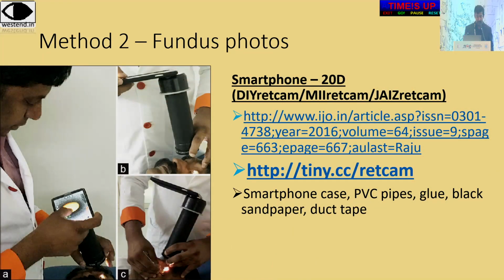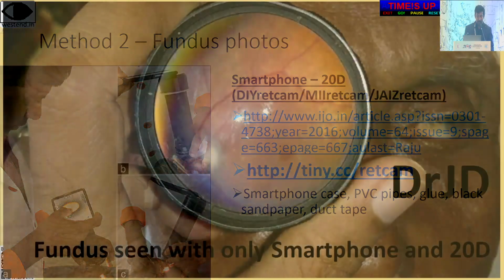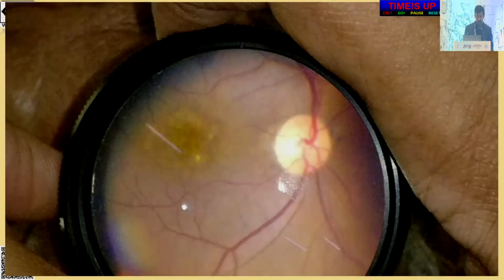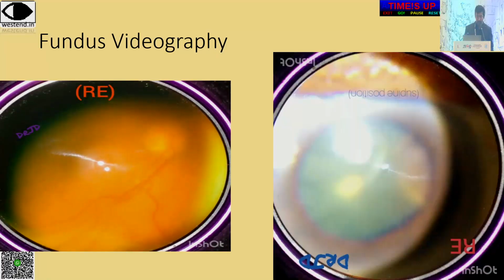Then of course there is the do-it-yourself red cam, foldable fundascope, Jais red cam, made in India red cam. All these can be used to take fundus photographs by indirect ophthalmoscopy method. So there are several options available.